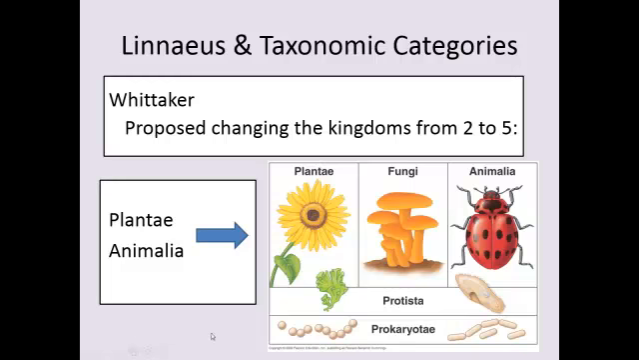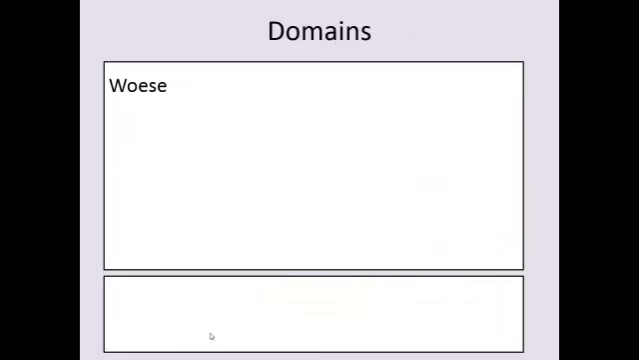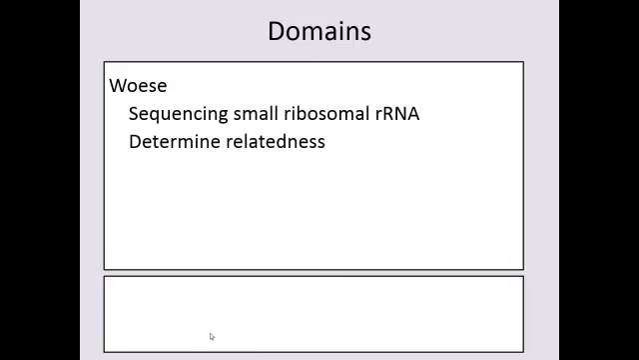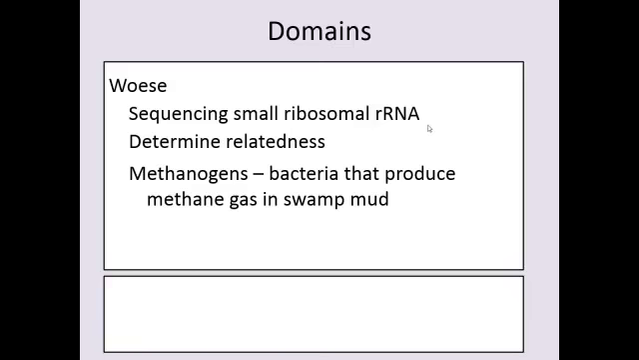This system of 5 kingdoms worked for a long time. Then there was another researcher by the name of Woese who was working on identifying the relatedness of various bacteria, prokaryotes. And he was sequencing the small ribosomal rRNA DNA sequence. Some researchers have said that if there's a 3% deviation in the rRNA sequences, then it should be a new species. But what he was working on were methanogens. They're anaerobic bacteria, meaning they don't grow in air, that produce methane gas in swamp mud. Yay, that sounds really exciting.